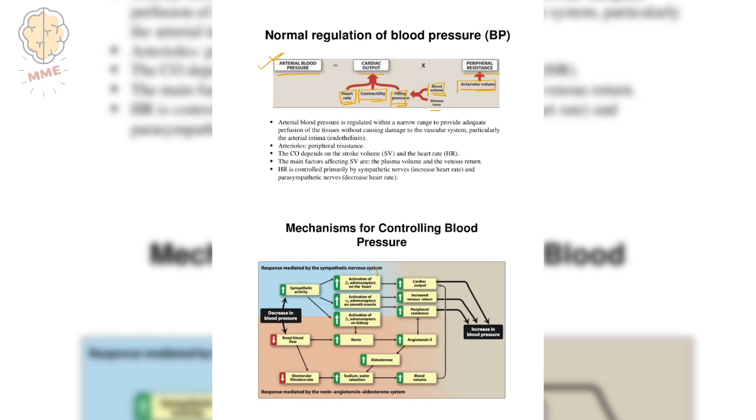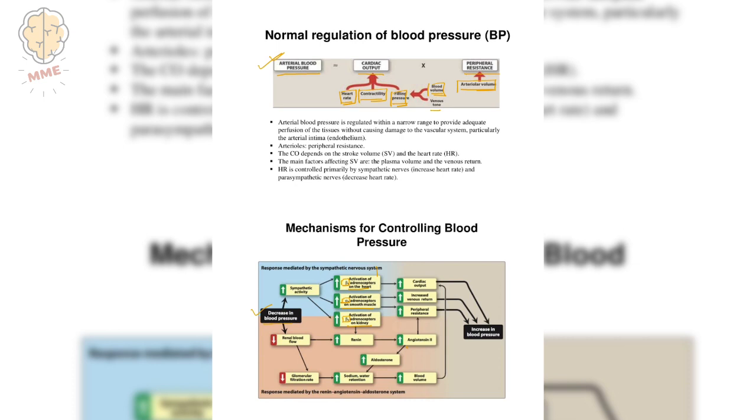Now, I would like you to check out the mechanism of controlling blood pressure. Whenever there is a decrease in blood pressure in our body, our sympathetic activity increases. And when sympathetic activity increases, there will be activation of beta 1 adrenergic receptors on our heart, activation of alpha 1 adrenergic receptors on the smooth muscle, and activation of beta 1 adrenergic receptors on the kidney.